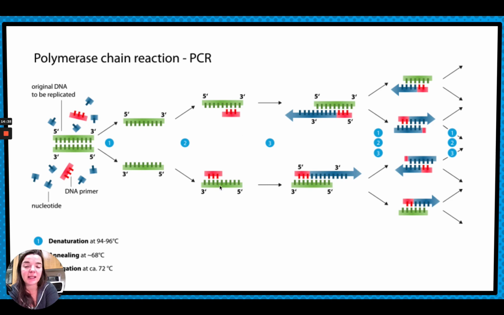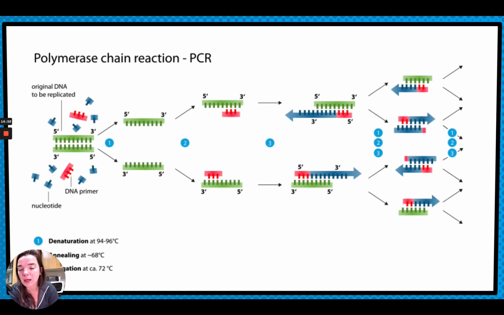The annealing is approximately at 68. The annealing temperature is dependent upon what the primers are. It is your lowest temperature, always recognize that. Somewhere in the 50 to 60 range; that number is dependent upon which primers you use.